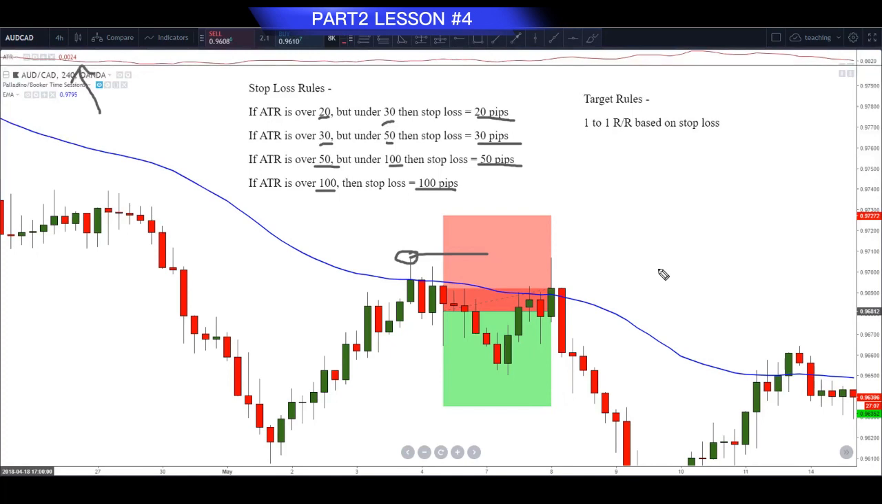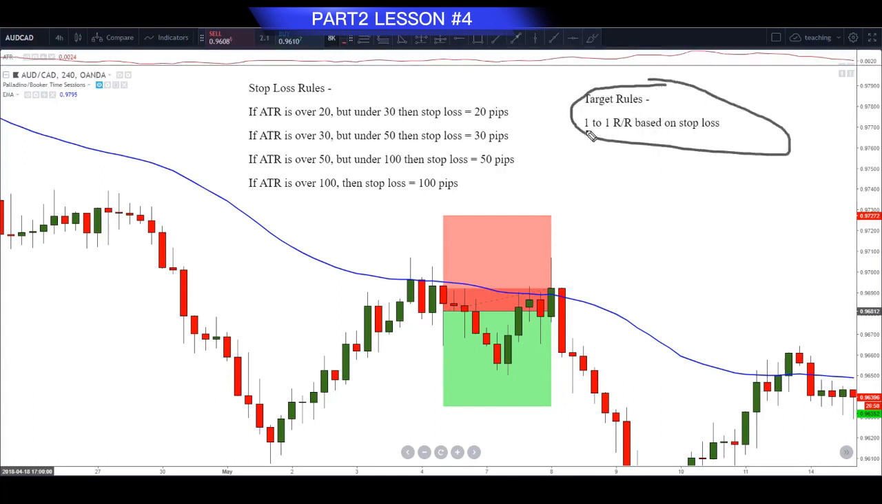So go ahead and write those rules down. Again, it's a pretty simple concept, and taking targets is an even more simple concept. If you've already taken a look over here, you'll see that the target taking rules are a 1-to-1 risk reward based on a stop loss.